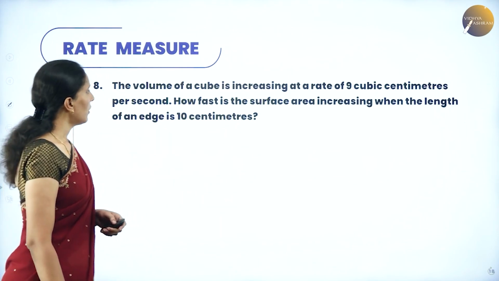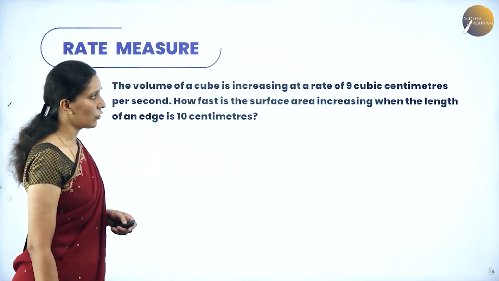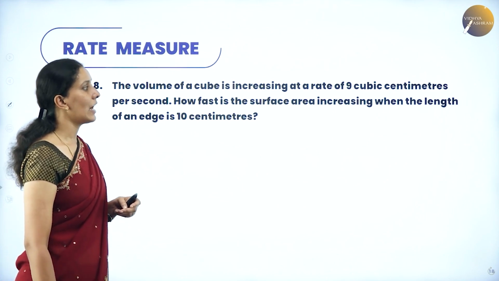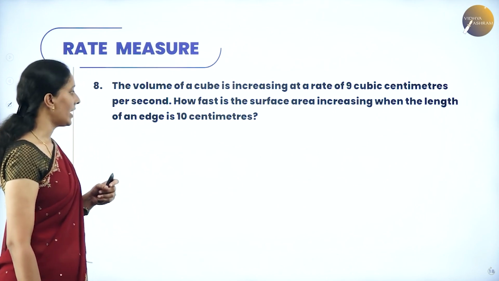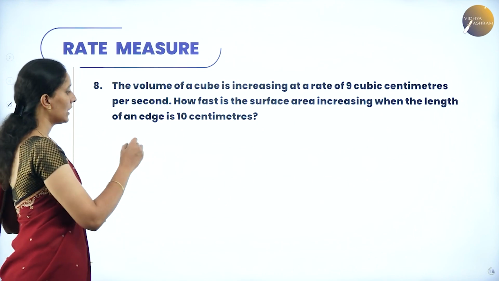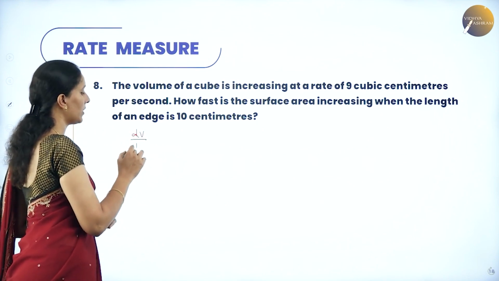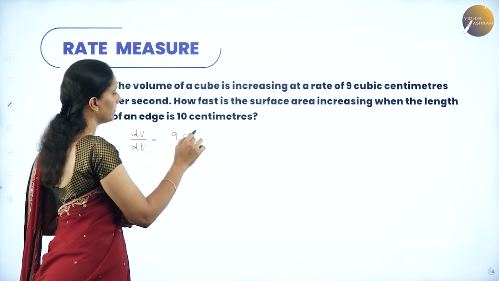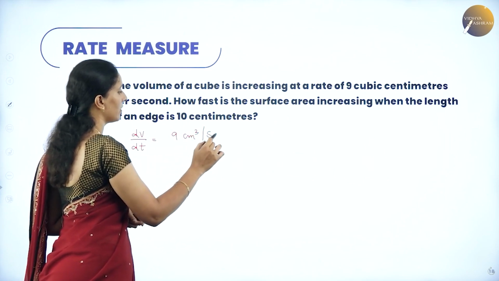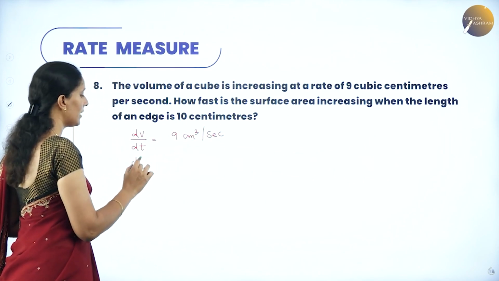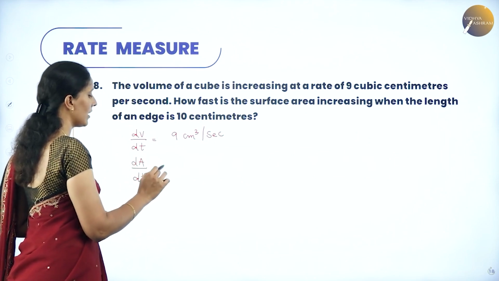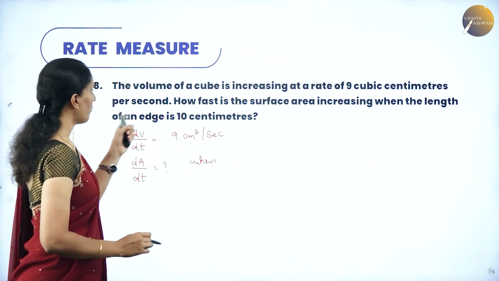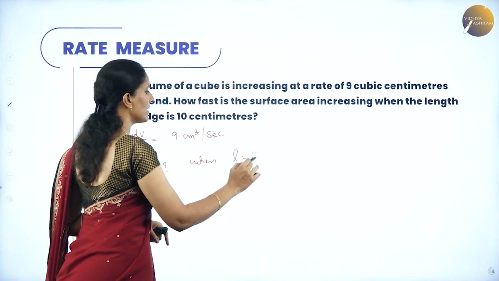Next question. The volume of a cube is increasing at the rate of 9 cubic centimeters per second. How fast is the surface area increasing when the length of an edge is 10 centimeter? So here the change in volume of a cube with respect to time is given, that is 9 cubic centimeter per second. We have to calculate the change in surface area whenever the length of an edge, that is L, is equal to 10 centimeter.